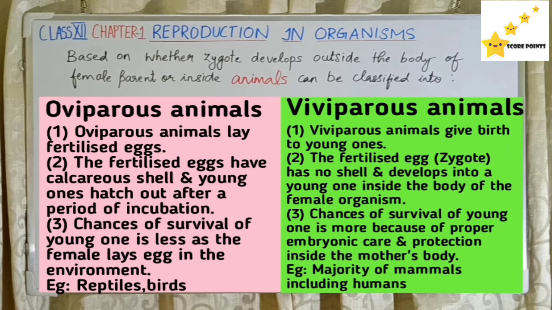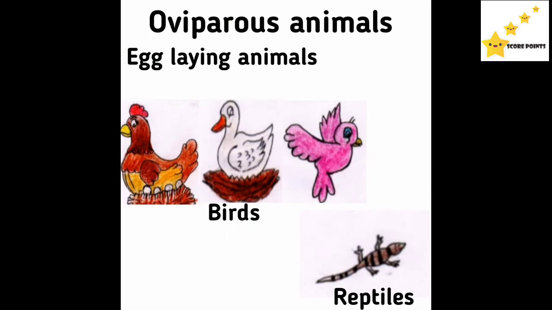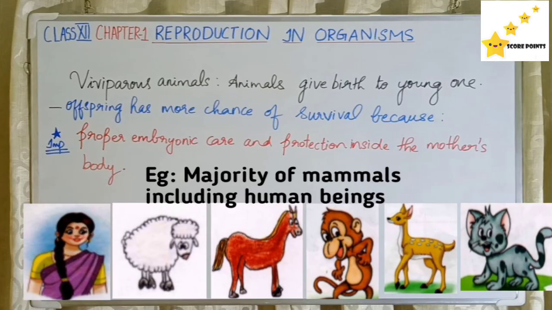Examples of oviparous animals are reptiles and any kind of birds. Viviparous animals, we have some examples: the majority of mammals like human beings. We have seen the difference between oviparous and viviparous. Those animals that lay fertilized eggs are called oviparous animals. In order to protect these fertilized eggs, they have a hard calcareous shell. You can see some examples of oviparous animals. Commonly birds are examples. And viviparous animals are animals that give birth to young ones. Offspring will have more chances of survival because there is proper embryonic care and protection inside the mother's body.